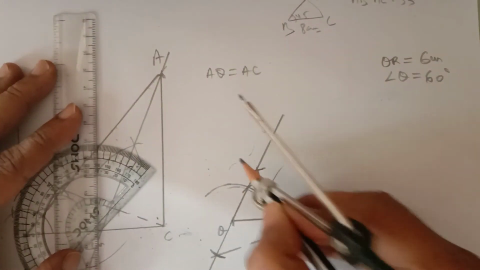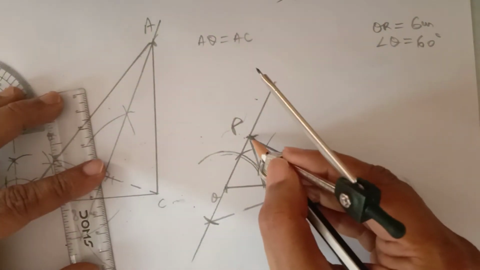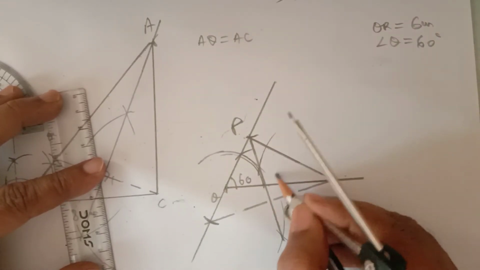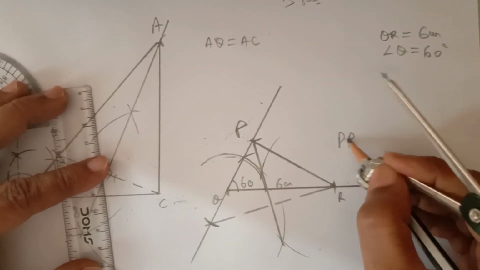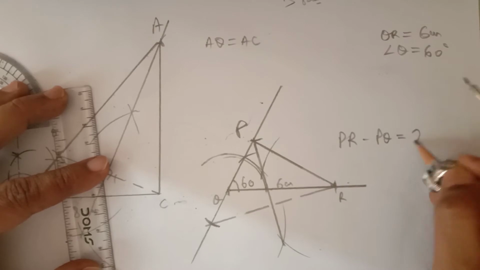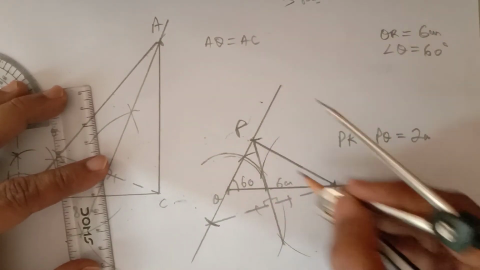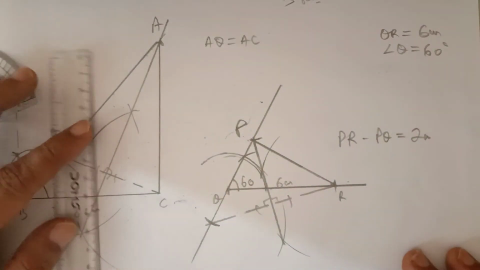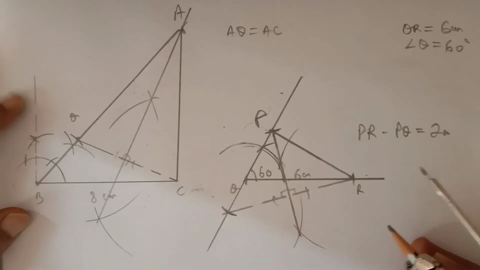So this point will be P and this side will be PR. So this is triangle PQR, whose angle is 60 degrees. This side is how much? It is 6 centimeter, and the difference of PR and PQ is equal to how much? It is 2 centimeter. Why? Because this is the perpendicular bisector. So this side is equal to this, and this is more than this by how much? 2 centimeter.